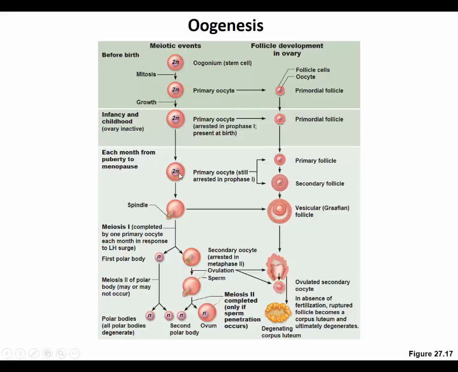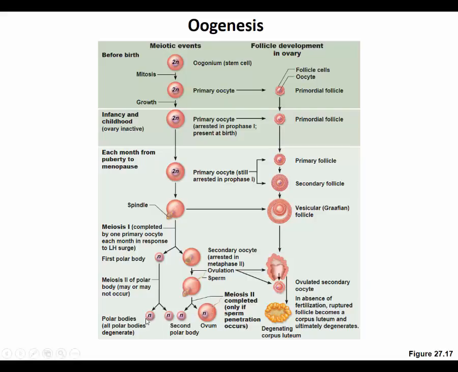Then it will be chosen to enter meiosis and become a secondary oocyte, and it'll be stuck there until penetrated by a sperm. When it's penetrated by a sperm, then it becomes a mature ovum. So after fertilization, we have an ovum.